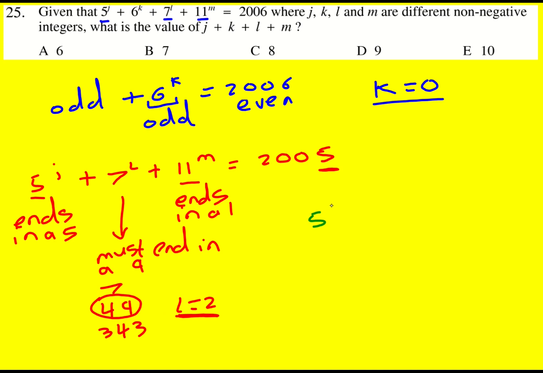And 2 to go. We've got 5 to the j plus 11 to the m equals 2005 minus 49. Like a minus 50, quite easily, that's going to be 1955. And I'll just add 1 back on. So 1956.